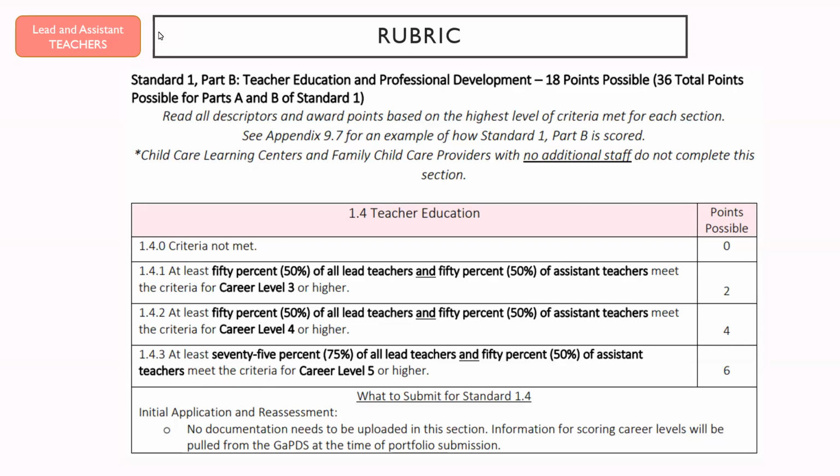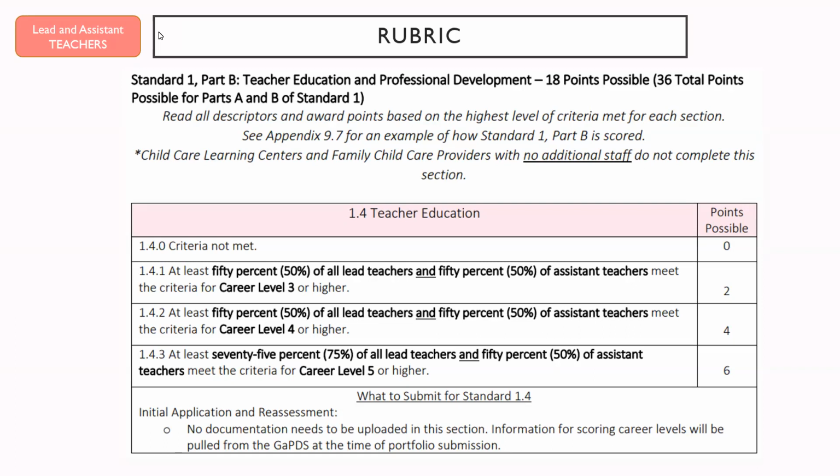If this career level is not met by the 50% of lead teachers and 50% of assistant teachers, the criteria would not be met and 0 points would be given. However, if career level 3 for 50% of lead teachers and 50% of assistant teachers is met, they shall receive 2 points. For 4-point level, 50% of all lead teachers and 50% of all assistant teachers must meet criteria for the career level 4 or higher.